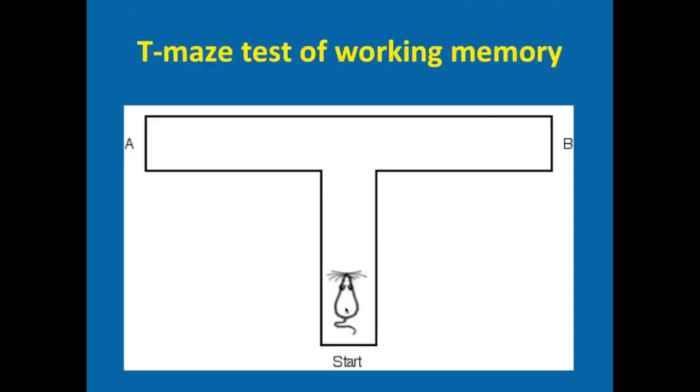alcohol exposure. Here's another test of working memory, a very simple little T-maze. The animal is placed at the start. We place food on one side. The animal has to go and find the food. We take them out for an interval again, put them back at the start, and now they have to go to the opposite side. So, again, working memory: they have to remember that they turned left the first time. Now they have to turn right in order to get the food.